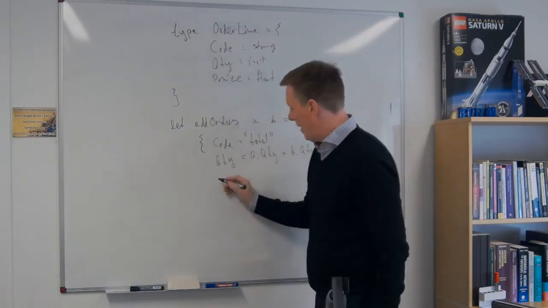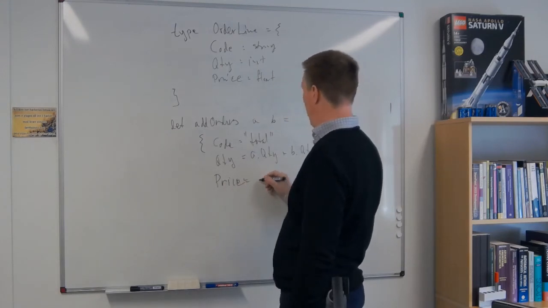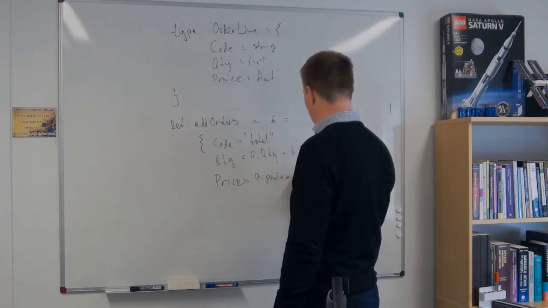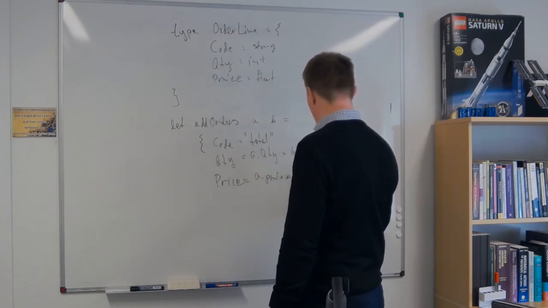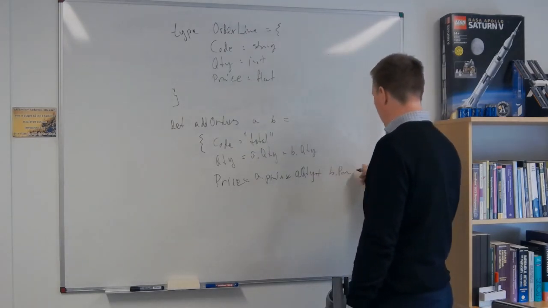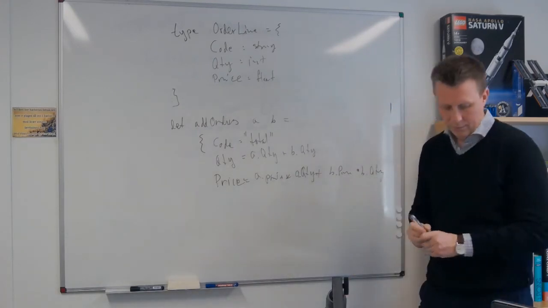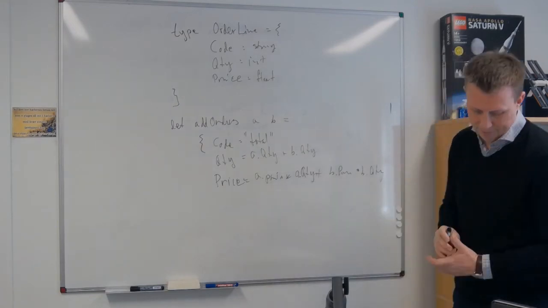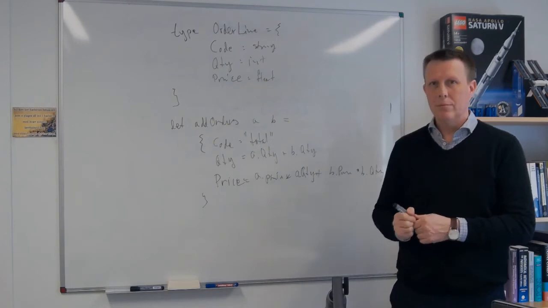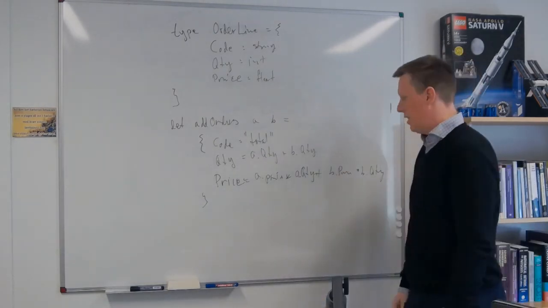The only thing that really makes any sense to add is the price, which we could say just A price times A quantity plus B price times B quantity. But this is not really good. Like, if you would implement things like this, you would get smacked on your fingers.